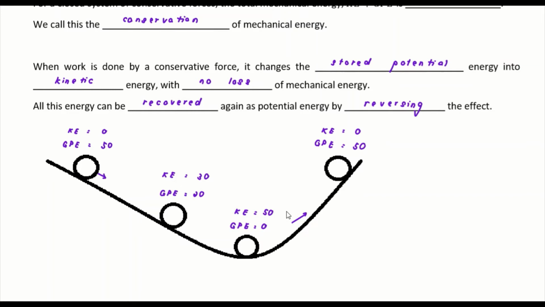I hope that by using this simple idea, you can get what is meant by the gain of KE being equal to the loss in GPE, and what is meant by the total mechanical energy at every stage. It should be the same if we have a closed system with only conservative forces. You can see the total energy in all the stages is 50. Whatever is lost by KE is gained by GPE, and whatever is lost in GPE is gained by KE. So that's pretty much the idea.